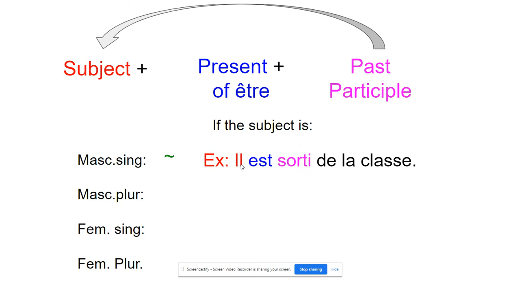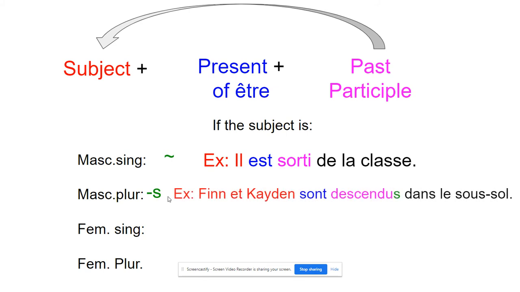So here's my subject, okay? Here's my present of être conjugated with my subject. Here's my past participle. Sortir is not a rebel, so we went ahead and dropped the IR to replace it with I. We don't have to do anything to our past participle because our subject is masculine singular. Now, if your subject is masculine plural, you're going to add an S to your past participle.